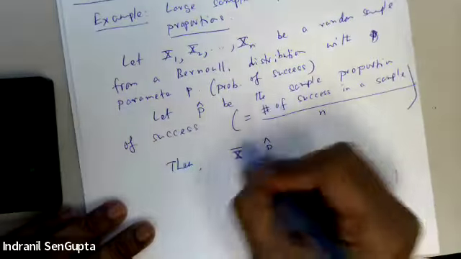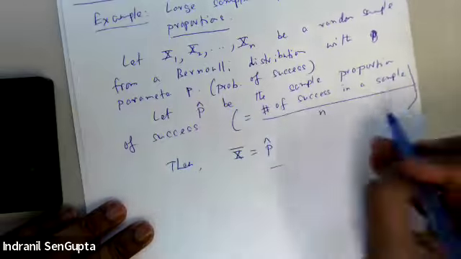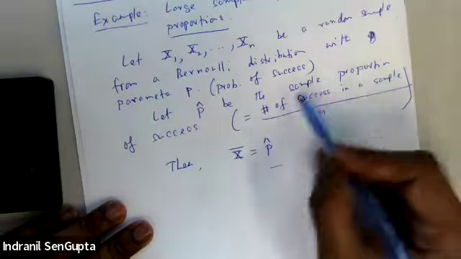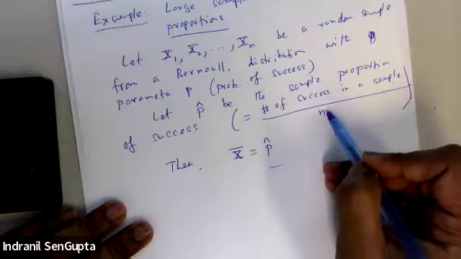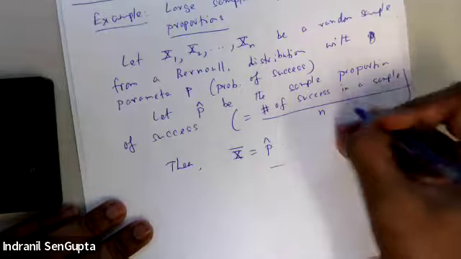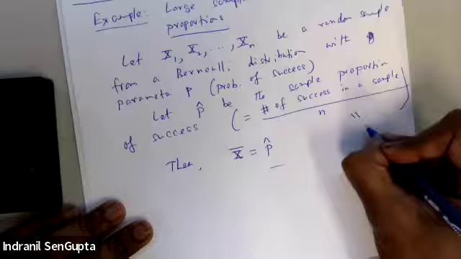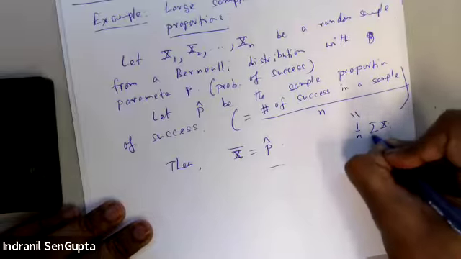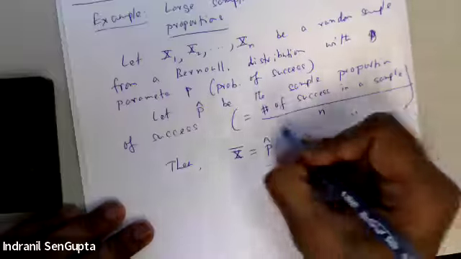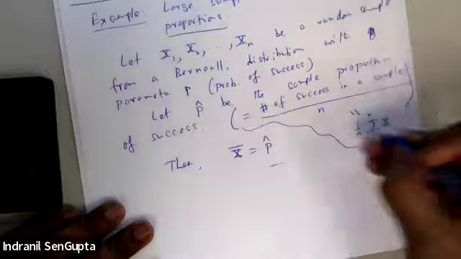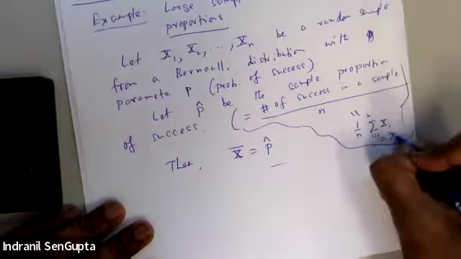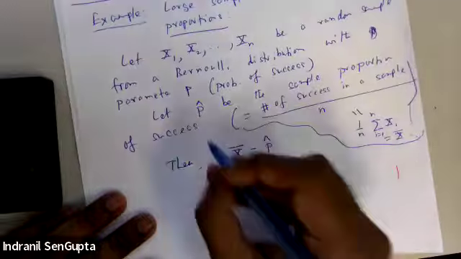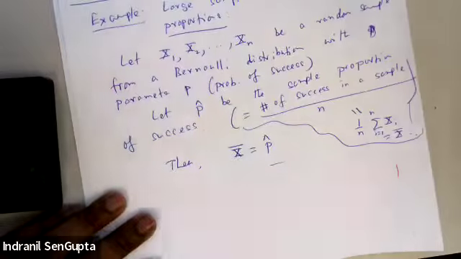Okay, so the sample mean is this number. Basically, we are computing the number of successes and dividing by n. Essentially, what we did here is nothing but 1 over n summation x_i, i from 1 to n, isn't it? Which is really x bar. So p hat is really x bar.